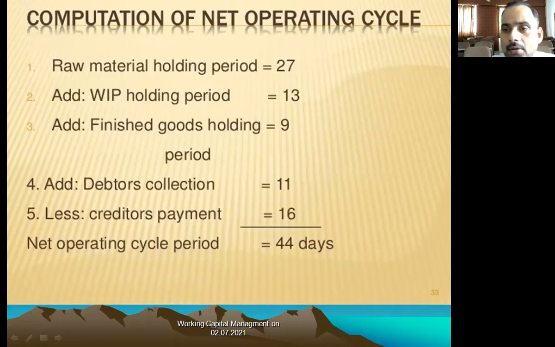Let's incorporate all these figures into the format. The raw material holding period is 27, add the work in progress holding period of 13, add the finished goods holding period of 9, add the debtors collection period of 11, less the creditors payment period of 16. So the net operating cycle period is 44 days. On that basis we have calculated the operating cycle days and the length of the operating cycle. You can use this formula to calculate the operating cycle's length.